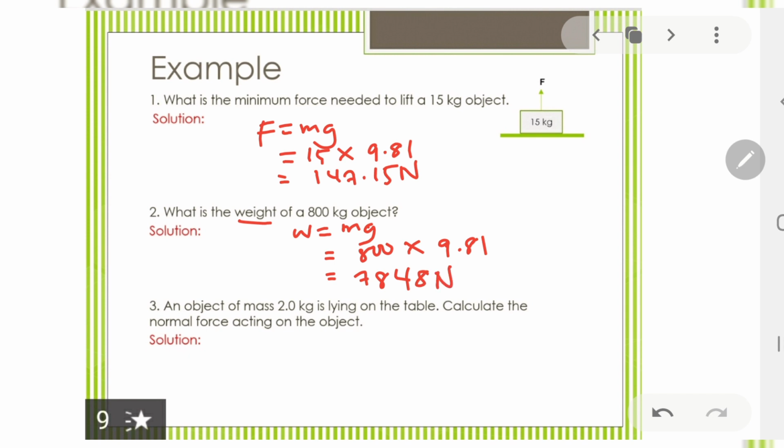Newton. Okay. So the next question is, an object of mass 2 kg is lying on the table. Calculate the normal force acting on the object. So we want to find the force acting on the object. Once again, we will use the formula F equal to mg. So 2 multiplied with 9.81 equal to 19.62 Newton.